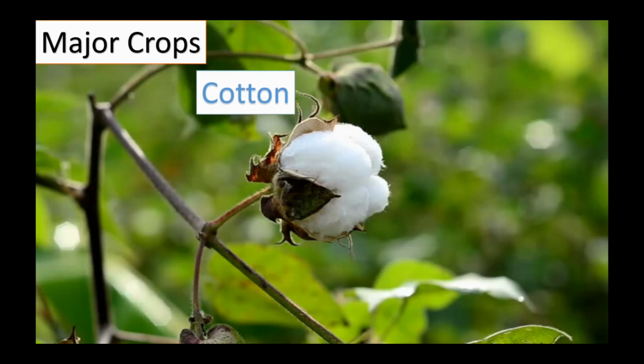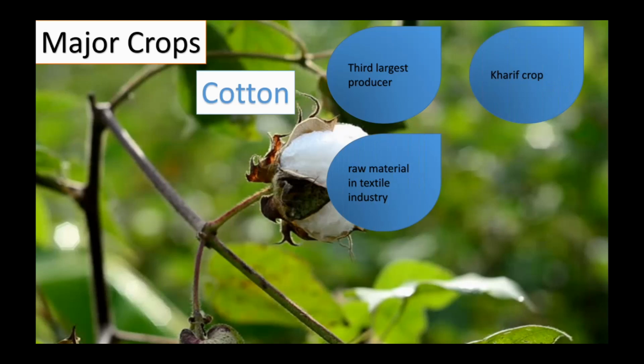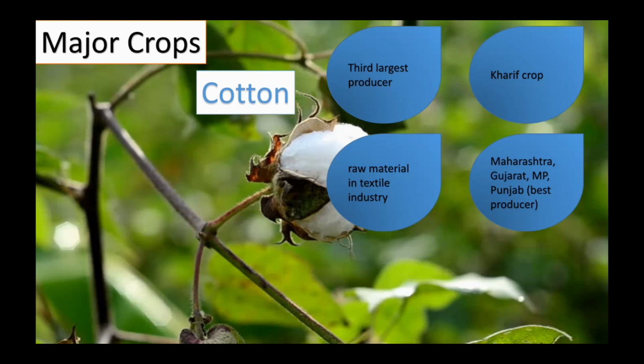Next, we move to fiber crops. So cotton: it is the 3rd largest producer in the world. It's a kharif crop and it is used as raw material in textile industries. Maharashtra, Gujarat, MP, Karnataka, Punjab, Haryana are the best producers of cotton in India. Mostly this grows well in the drier parts of the black cotton soil areas of the Deccan Plateau.